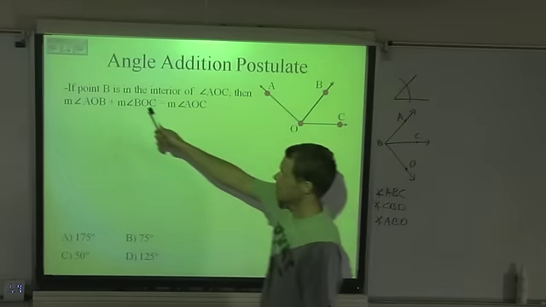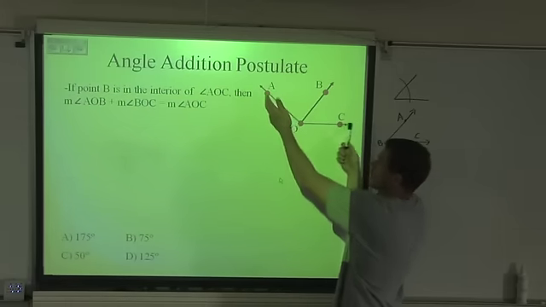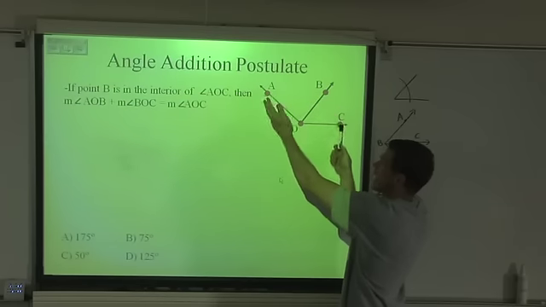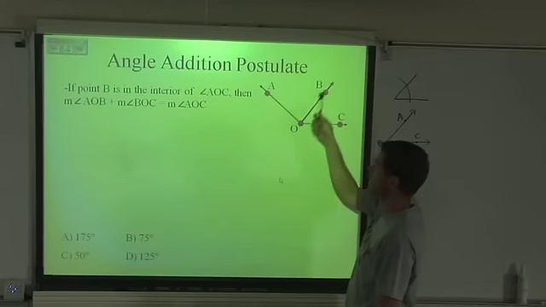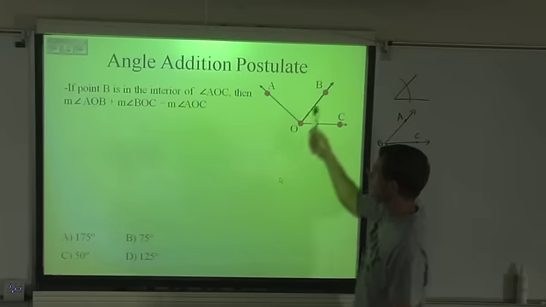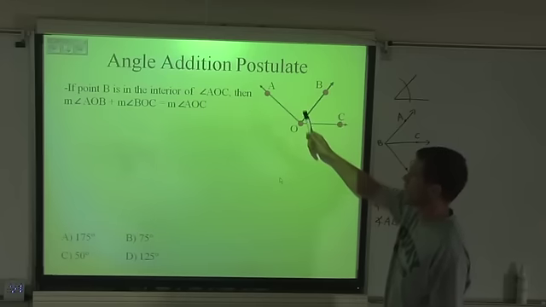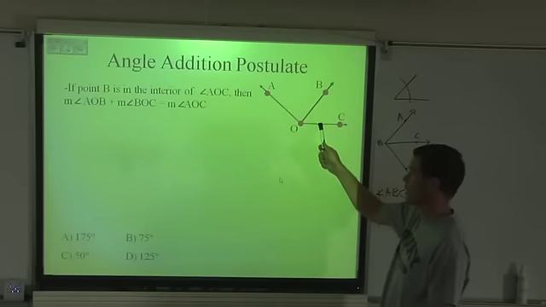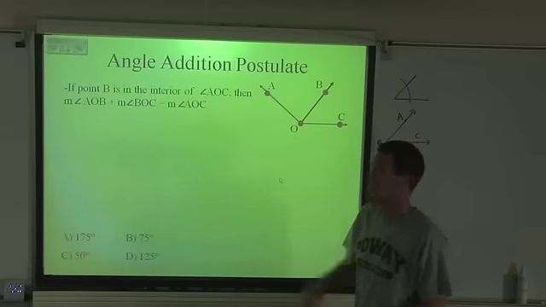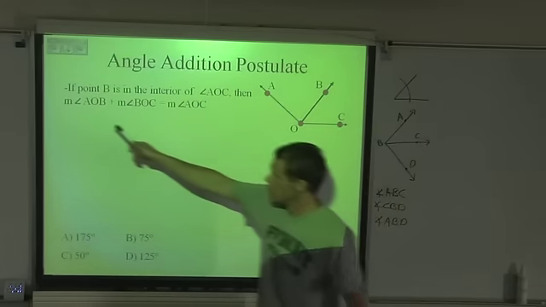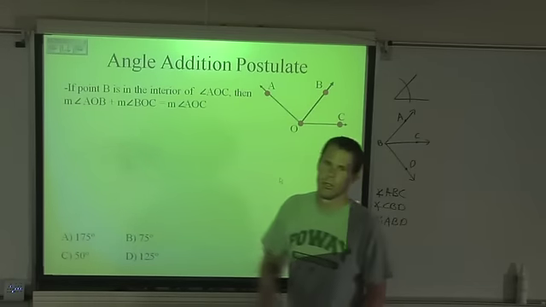Now, from a geometric standpoint, the words are a little tough. It says if point B is in the interior of angle AOC, here's angle AOC, and point B is somewhere between that angle, then the measure of angle AOB, say this was 70 degrees, plus the measure of angle BOC, if this was 40 degrees, we could then say 70 degrees plus 40 degrees equals 110 degrees for the measure of angle AOC. Part plus part equals the whole.